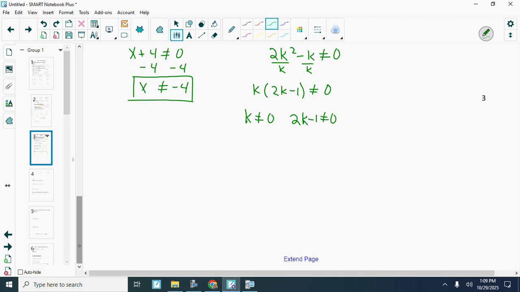And then this one we just simplify a bit more, right? We're going to add 1 to both sides. So we have 2k cannot equal 1. And then we divide by 2. So k cannot equal 1/2. So this one has 2 restrictions. You remember how to do that?